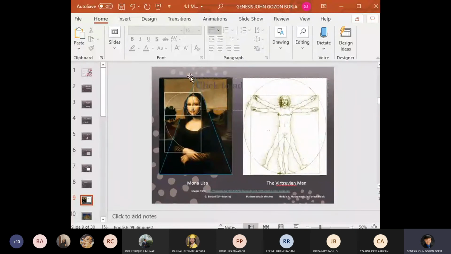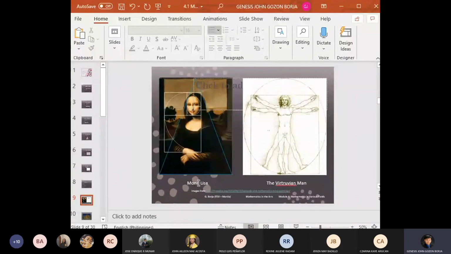So pwede nating ipasok si Mona Lisa sa loob ng isang golden triangle. Okay, so if we create a triangle from the tip of the artwork going to the base, we are creating a golden triangle which will contain Mona Lisa in entirety. Right? And then we can also create golden rectangles, a sequence of rectangles starting from the face of Mona Lisa. And if you will observe, if we form a golden spiral, the golden spiral will also contain the entire face of Mona Lisa.